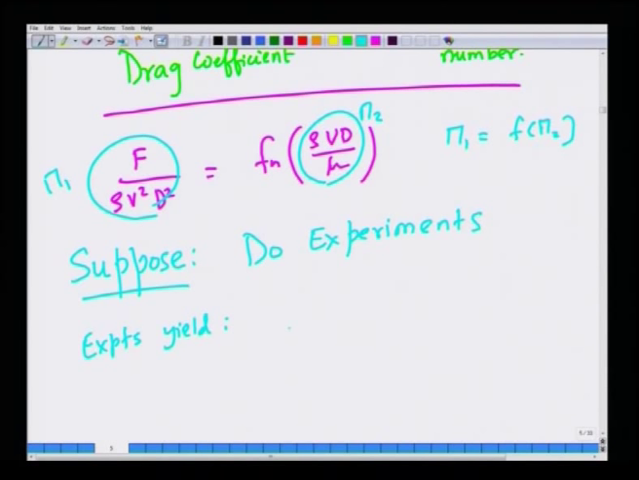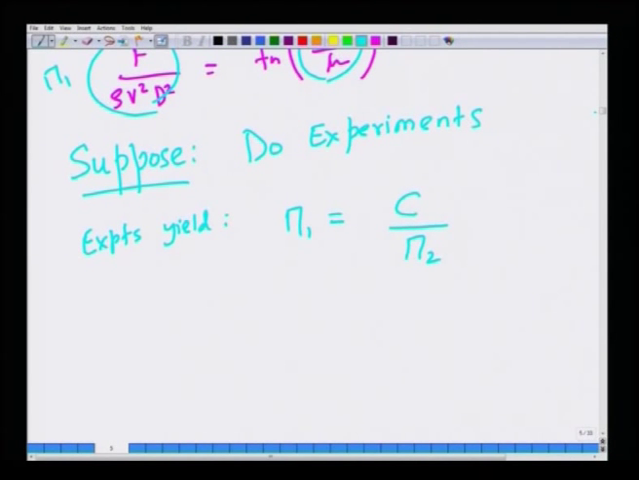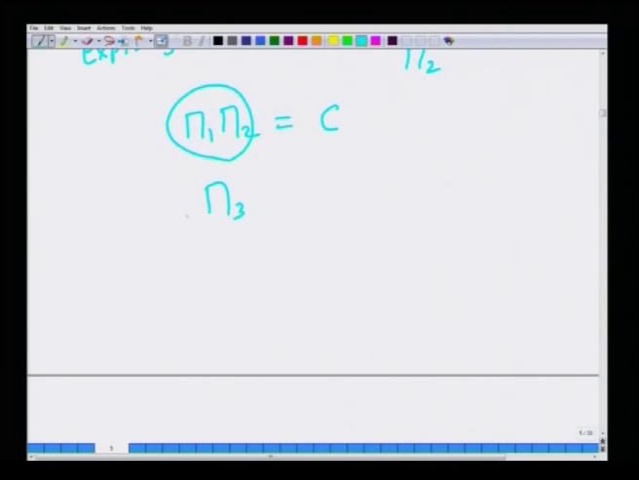Suppose the experiments tell you that the relationship between these two groups is such that pi 1 is some function of pi 2, that is, some constant divided by pi 2. Suppose experimental data tells us this. After doing experiments, you find that pi 1 is some constant by pi 2. Now, what this means is that pi 1 times pi 2 is a constant. So, this is pi 1 times pi 2, another non-dimensional group. We can call this pi 3, let us say, it is a constant.